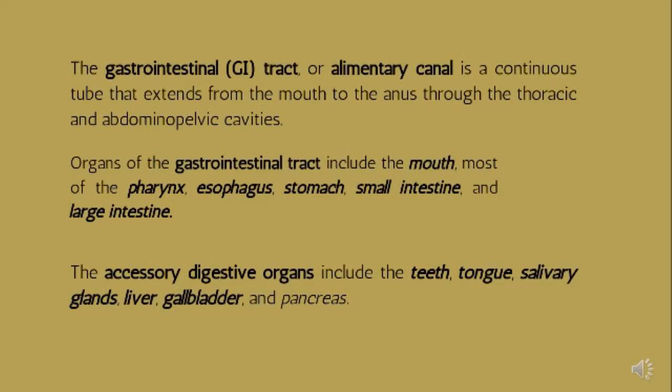The accessory digestive organs include the teeth, tongue, salivary glands, liver, gallbladder, and pancreas. The teeth aid in the physical breakdown of food, and the tongue assists in chewing and swallowing. The other accessory digestive organs, however, never come into direct contact with food. They produce or store secretions that flow into the GI tract through ducts. The secretions aid in the chemical breakdown of food.